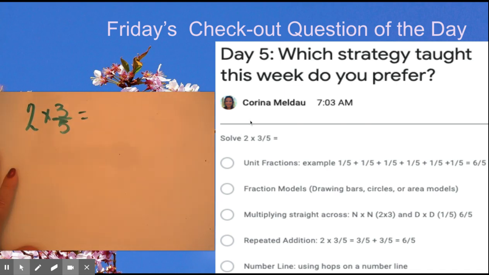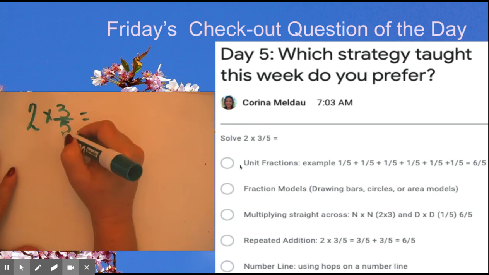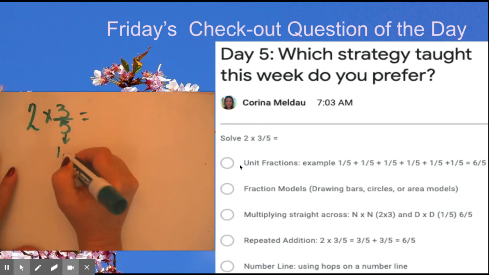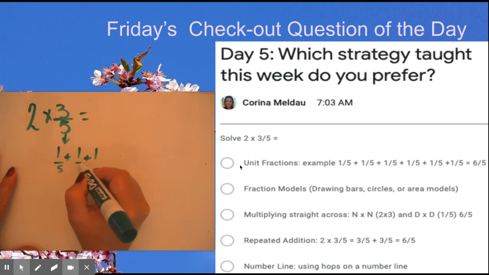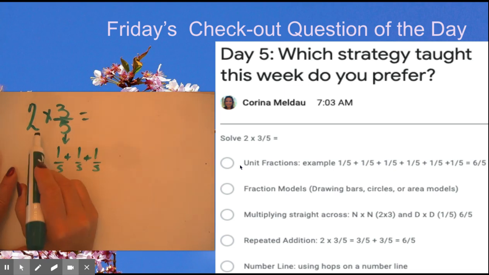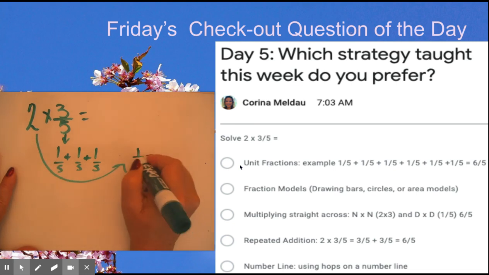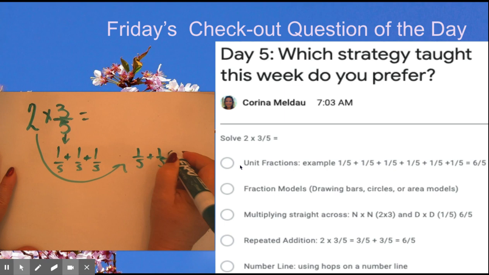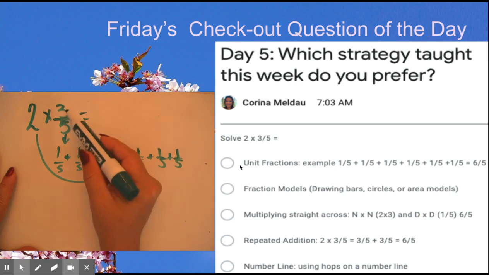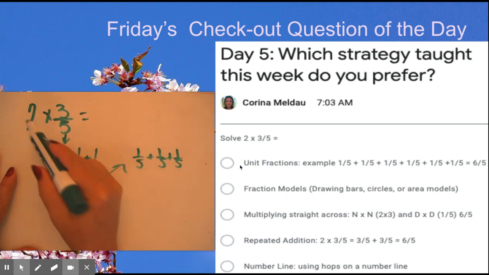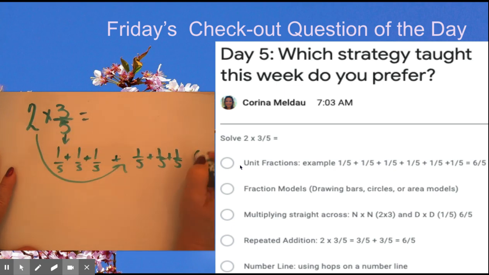So the very first one, this one right here, unit fractions, is you take your 3/5 and you break it up into 3. And they all have a 5 under them. And now you do that 2 times. And then you add both of those groups together. So you have 3/5 2 times, and you get 6/5.